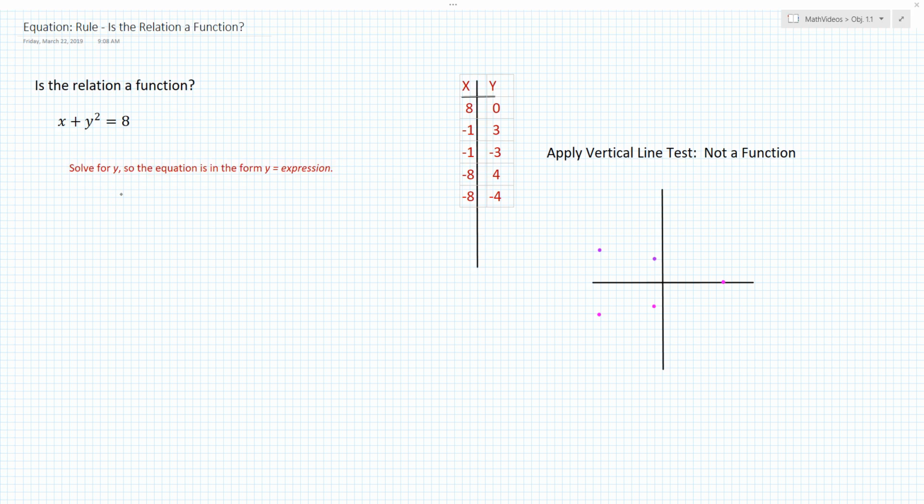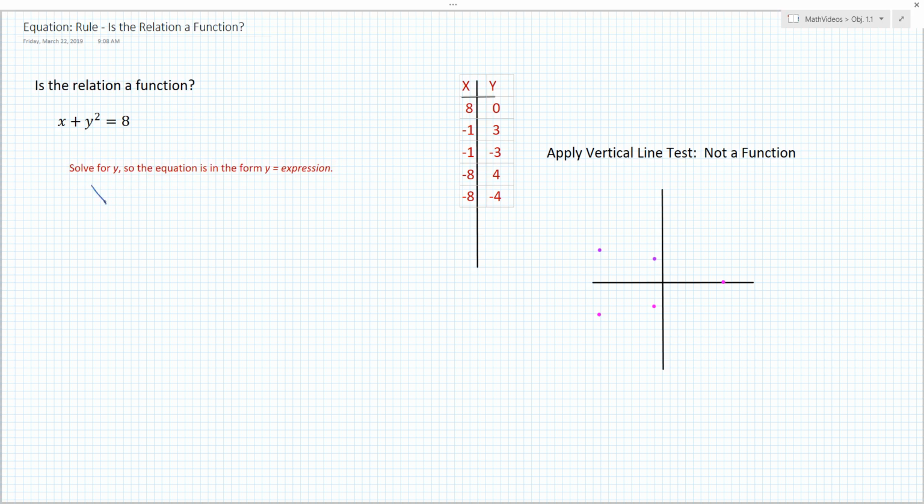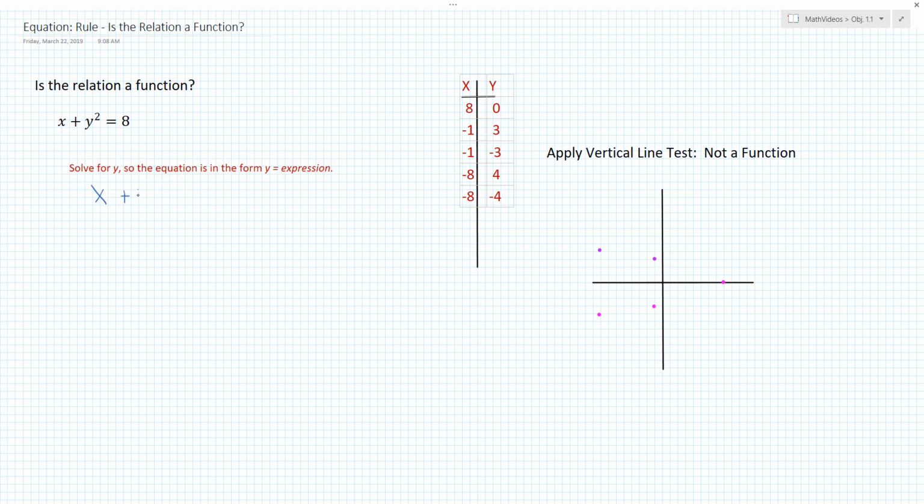So I'm going to rewrite my equation: x plus y squared equals 8. What I'm going to do is solve this equation for y. The way I'm going to do that is subtract off x from both sides so that the y value gets isolated. And I'm left with y squared equals negative x plus 8, since it was a positive 8.